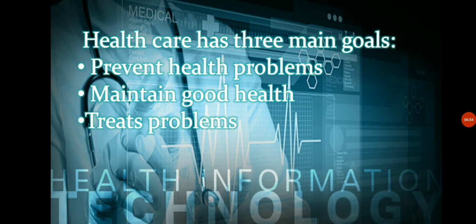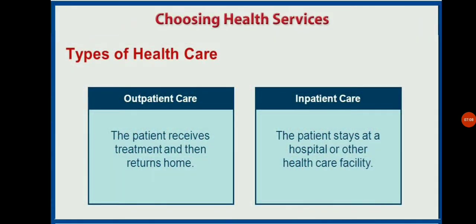In healthcare, there are three main goals. One is to prevent health problems, maintain good health, and treat problems. Now, how do you choose your own health services? In choosing health services, we also consider these types of health care.